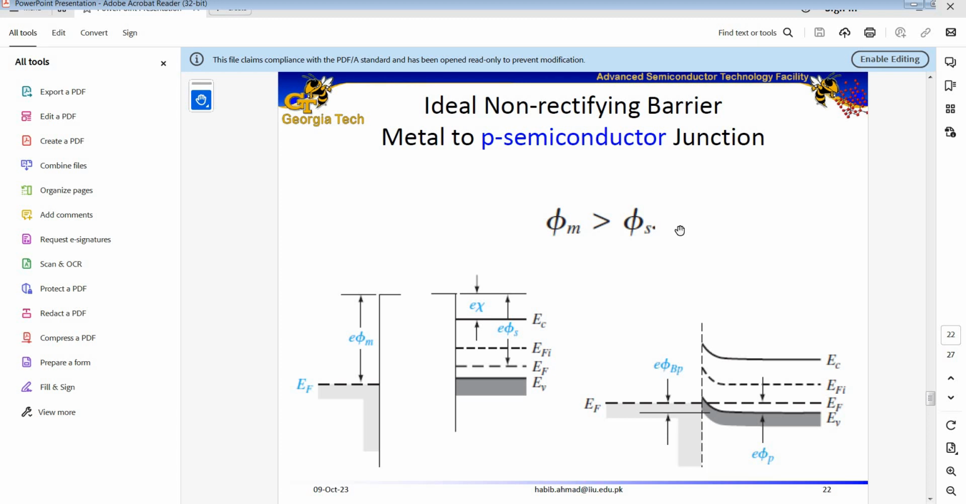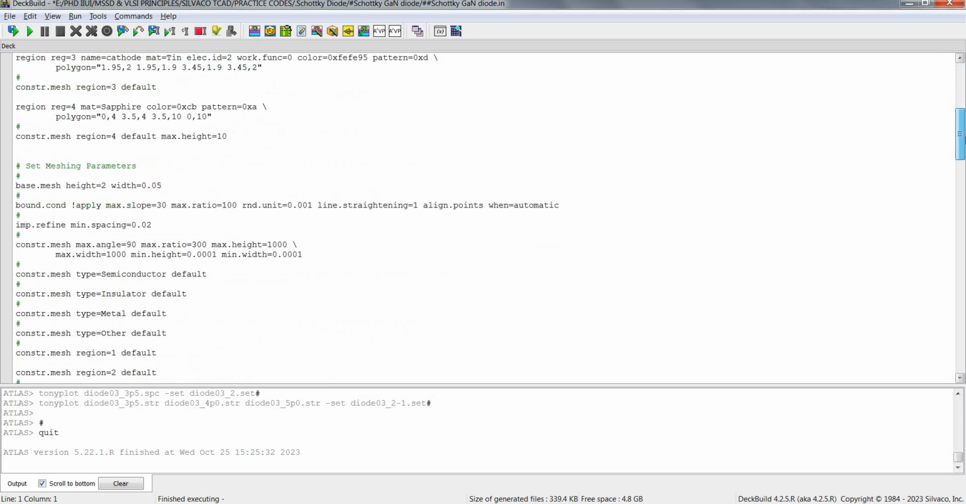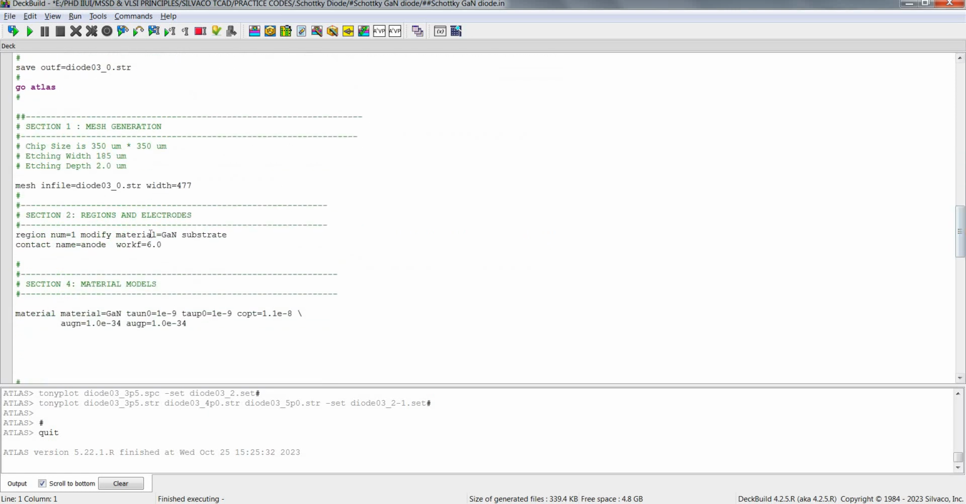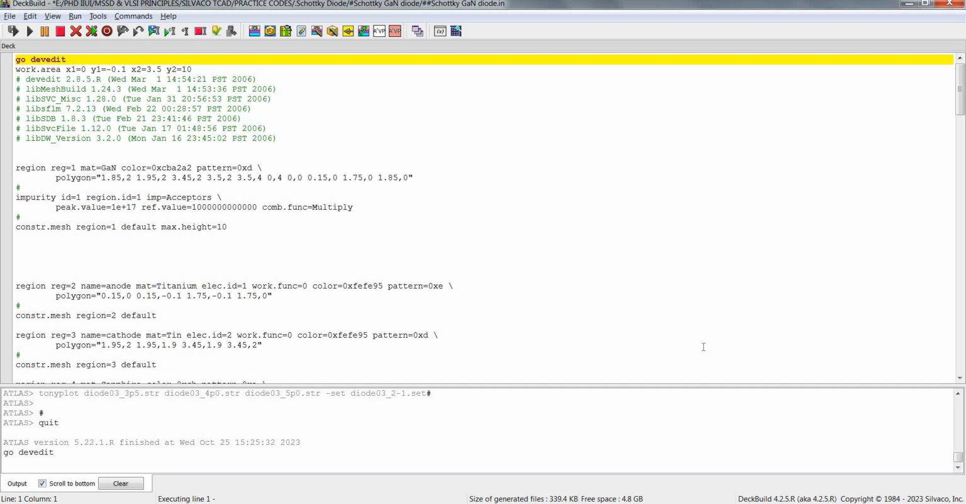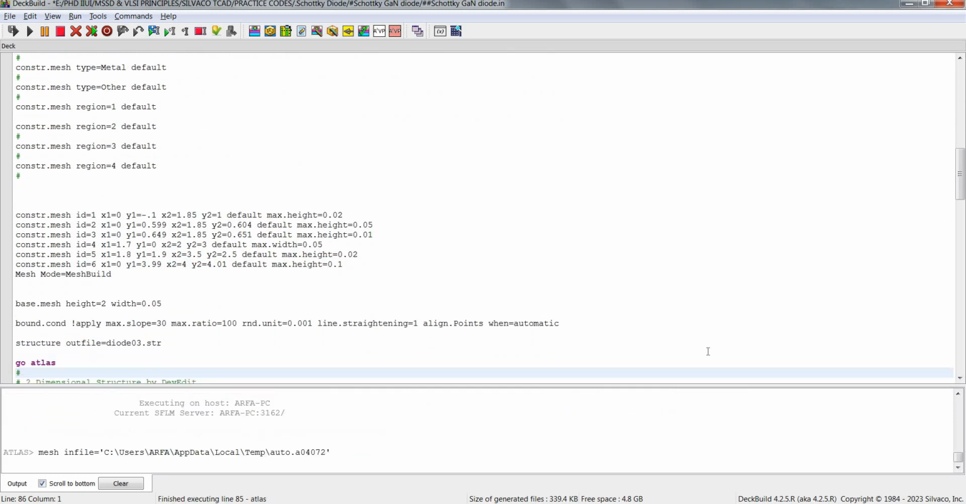And in order to achieve a non-rectifying barrier, we need a metal whose work function should be greater than the semiconductor work function. Generally, we don't have metals whose work functions are greater than 6 electron volts, but for the purpose of simulation, I'm going to show you that. So let us now change the work function of the metal to approximately 8 electron volts, which would be greater than the semiconductor work function. And I've run the simulation now.